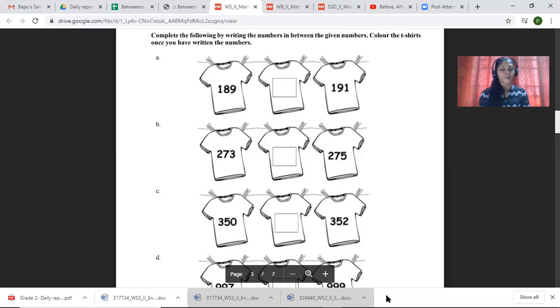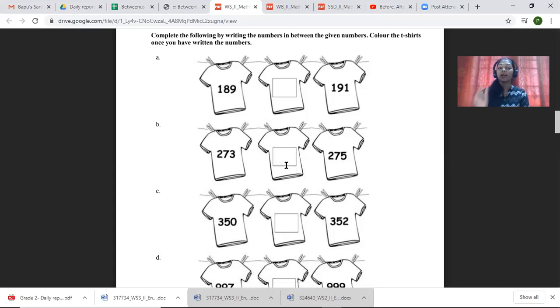What is the next one? What comes after 189? 190, and then comes 191. So the between number is 190. Here, what are we supposed to do? We are supposed to enter the between numbers. So that's 189, 190 is the between number, and 191. So in the next one, you have to tell me what is the between number.